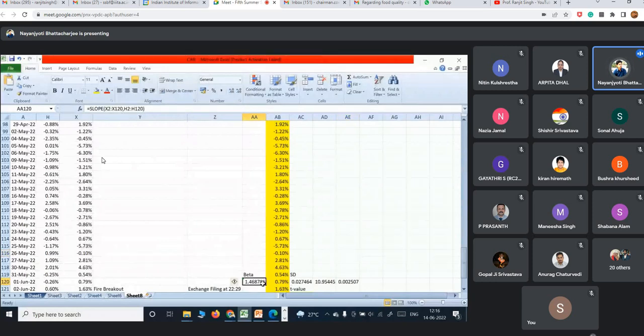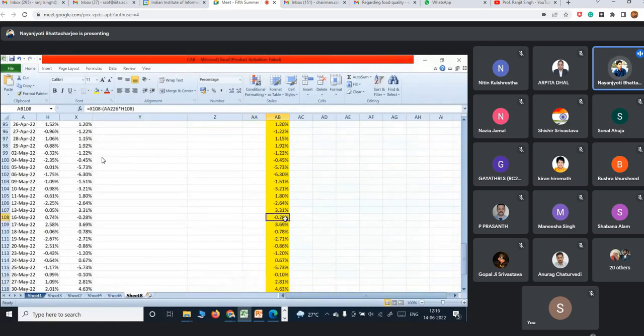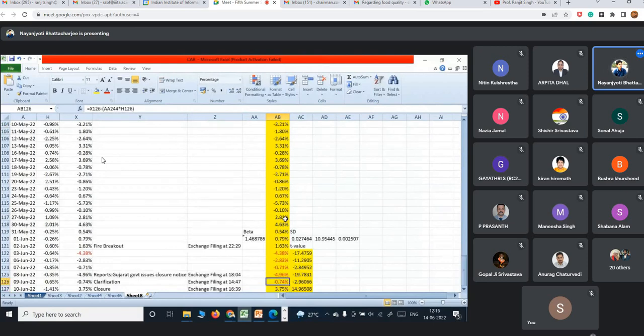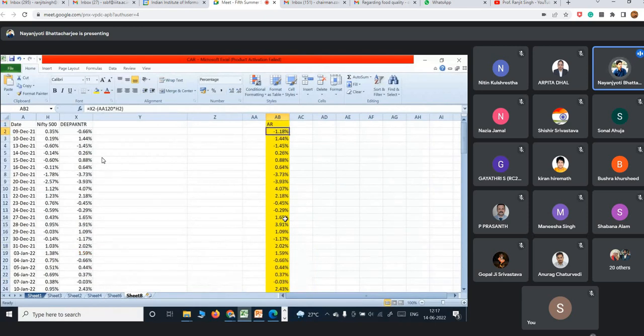But the slope function gives me the estimate for beta for this particular stock, Deepak Nitrate, with reference to the market portfolio Nifty 500 in this case, which is 1.46, if we can conclude that way. So if I have this, I can calculate the abnormal return on all the days in our period of study. Now when I look at the period of study, how do I calculate the abnormal return? Let me introduce it.